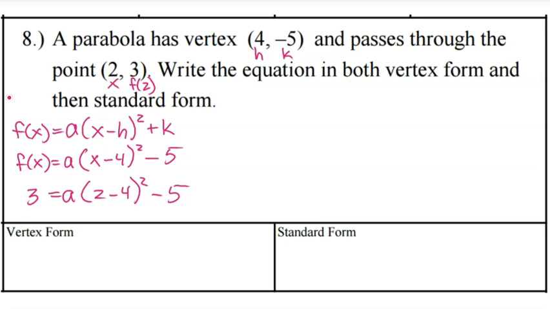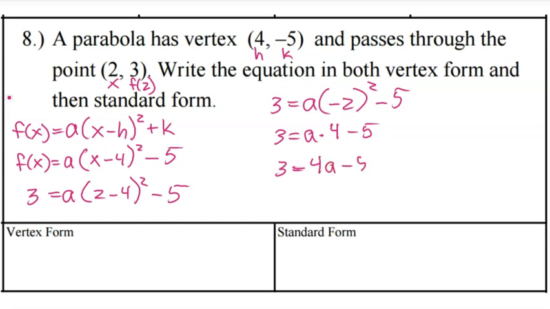Well, 2 minus 4, so I'm going to rewrite this over here. 3 is equal to a, and then 2 minus 4 is negative 2 squared, and then minus 5. So now 3 is equal to a. Negative 2 squared, negative 2 times negative 2 is 4, and then minus 5. I'm going to write it as 3 equals 4a minus 5. Now I'm going to add 5 to both sides to solve for a, and I get 8 equals, these cancel, 8 equals 4a.